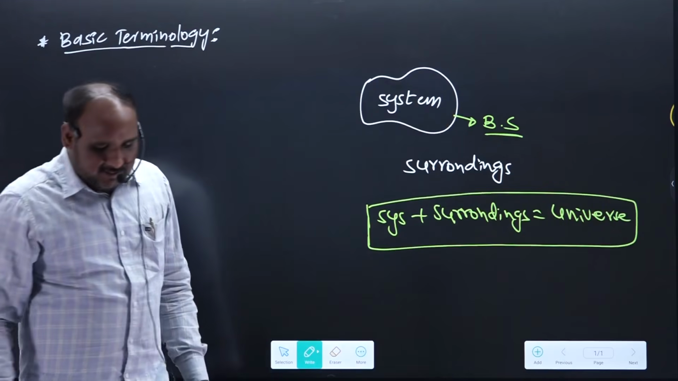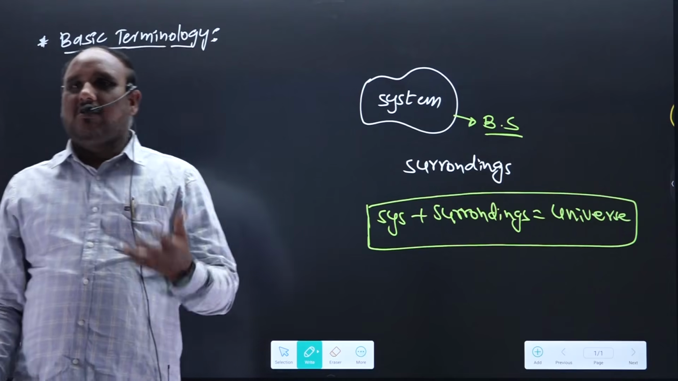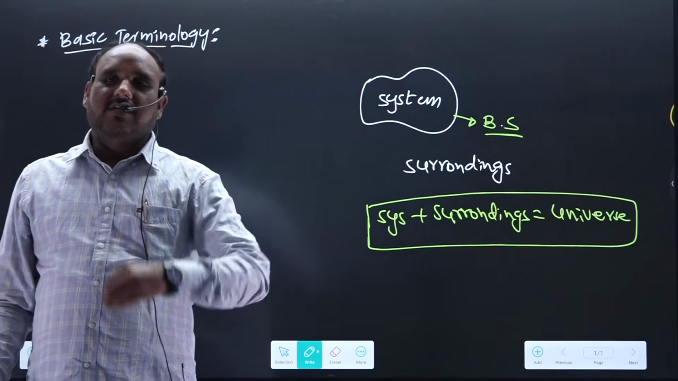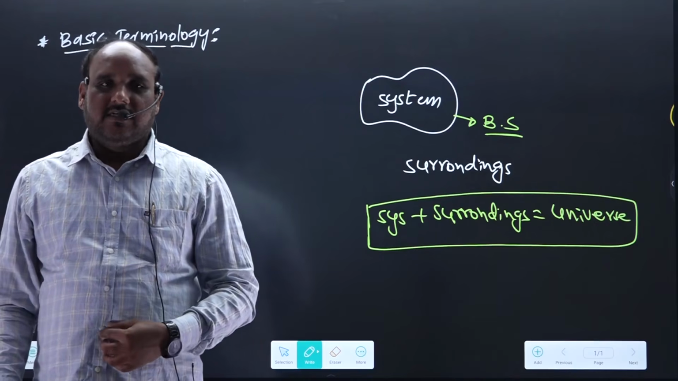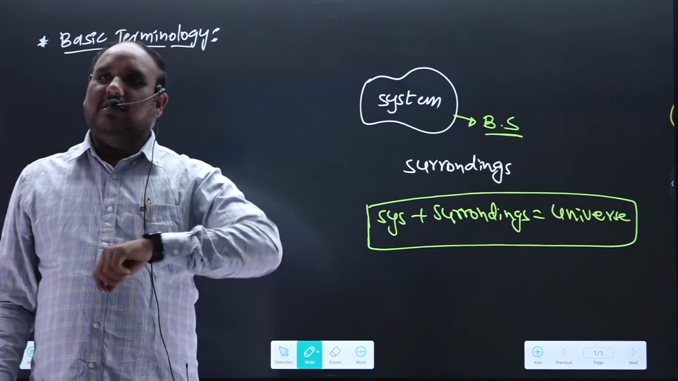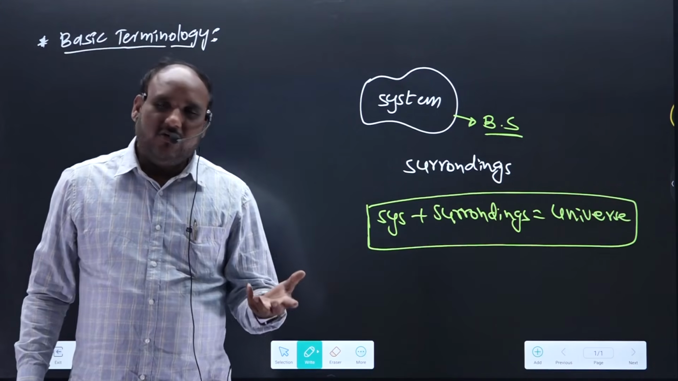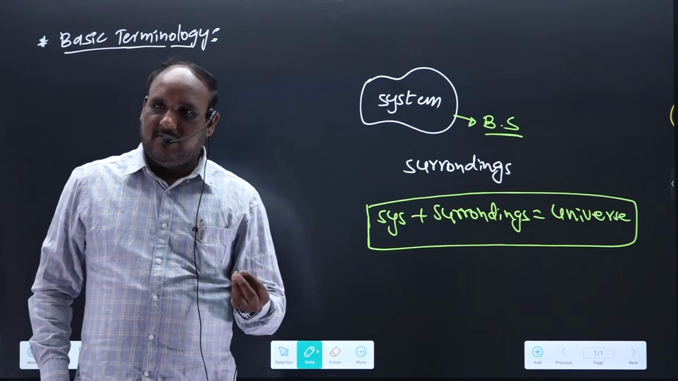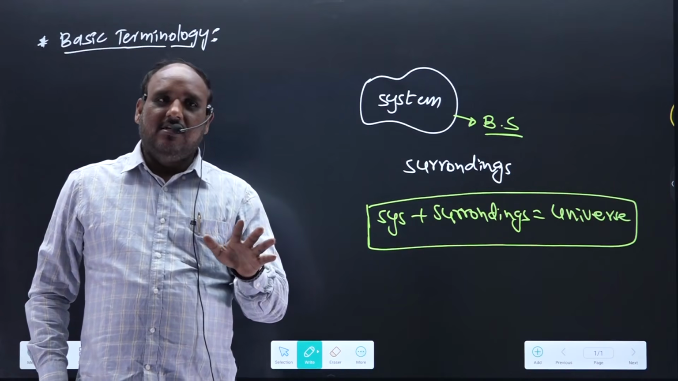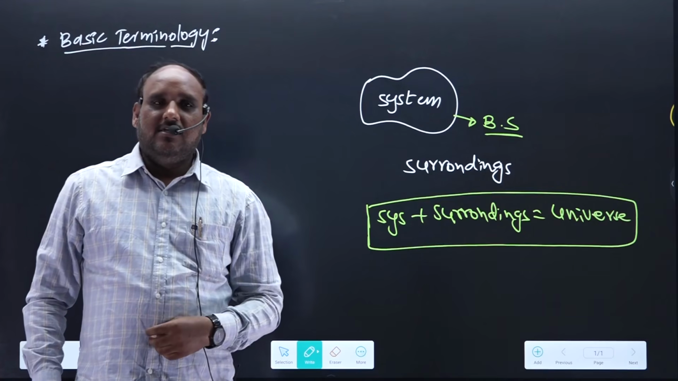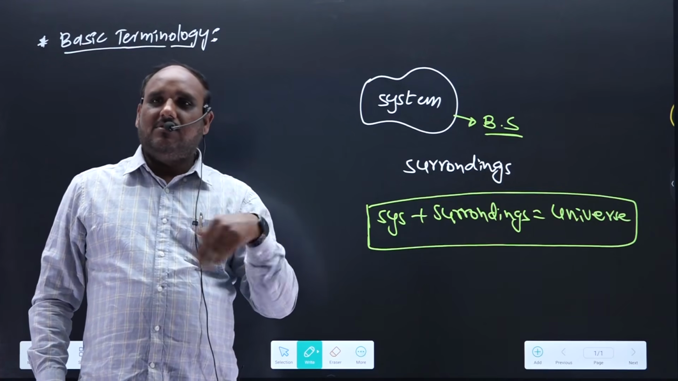As we said, take hot water in an open beaker and keep it on the bench. How will the heat be transferred to the environment? The heat will be automatically transferred to the environment. So the water in the beaker is our system. We are going to observe that. The remaining atmosphere will be surroundings only. So system plus surroundings becomes universe.